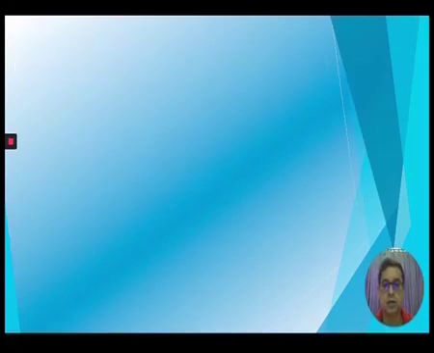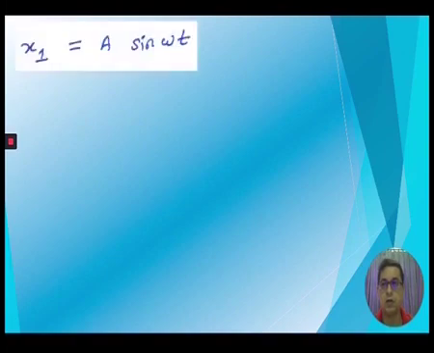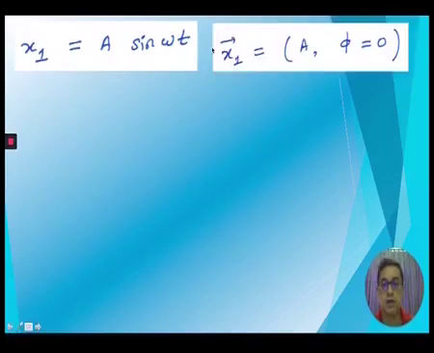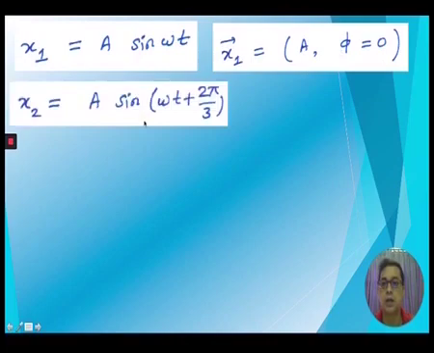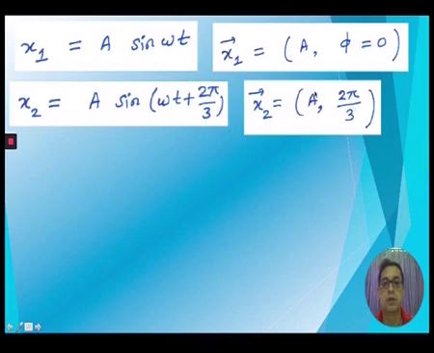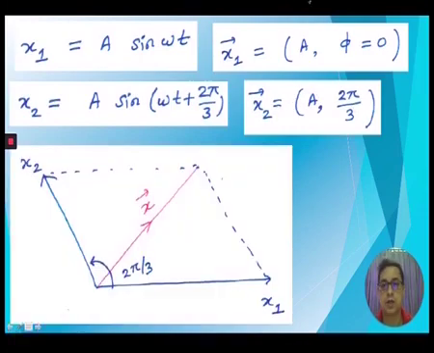If you see, x1 is equal to a sin omega t, and this you can represent in displacement vector form, because it is characterized by the amplitude as well as the phase angle. The phase angle here, phi, is 0, so I can represent x1 as (a, phi equal to 0). For x2, the phase angle is 2 pi by 3, so it would be represented by the amplitude a and phi equal to 2 pi by 3. These two I can plot in a vector diagram, and this is what I have. Because x1 is directed along this direction and x2 along this direction, there will be a resultant of these two, and that is x, shown by this red line.